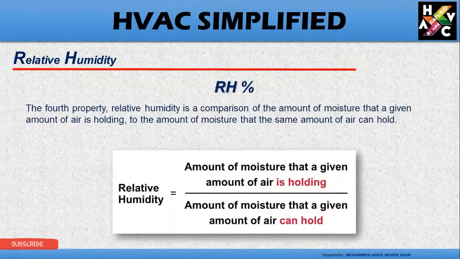Relative humidity. The fourth property, relative humidity, is the comparison of the amount of moisture that a given amount of air is holding to the amount of moisture that the same amount of air can hold. Relative humidity is expressed as a percentage. So relative humidity equals the amount of moisture that a given amount of air is holding divided by the amount of moisture that a given amount of air can hold. So at a particular temperature, it is the amount the air is holding divided by the amount it can hold.